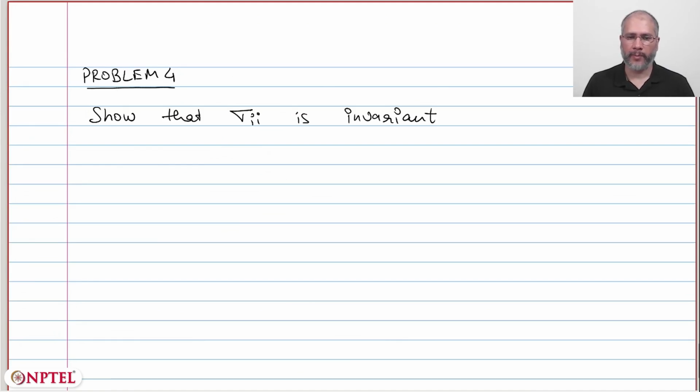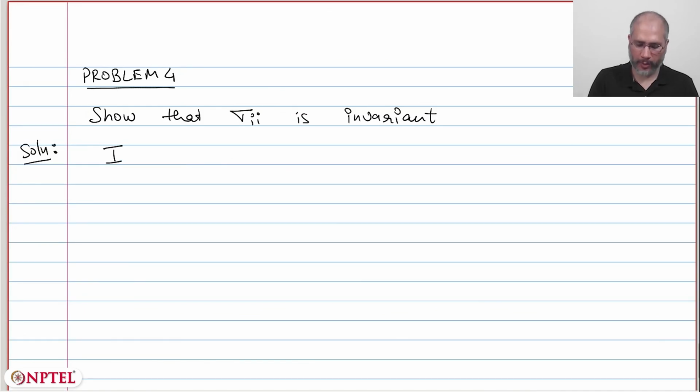So this problem is asking us to show that sigma ii, that is the scalar that is formed through a contraction on sigma ij, that is sigma ii, is an invariant. Now if you recall the definition of an invariant, that was that a scalar quantity that has been synthesized from a tensor is an invariant if its value does not change upon an arbitrary rotational, or more generally an orthogonal transformation of the coordinate axes. So let us show that.